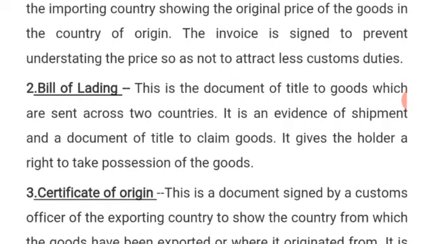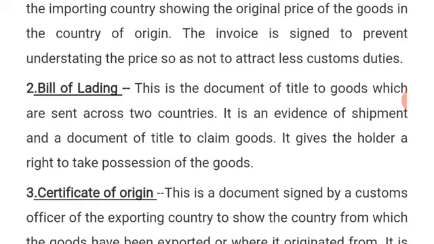When we say this bill of lading is the document of title, that is, it is a document that will convey ownership to the person that is given. So it is a document that will make the trader claim that he is the right owner of the goods. So it's an evidence of shipment and a document of title to claim goods.